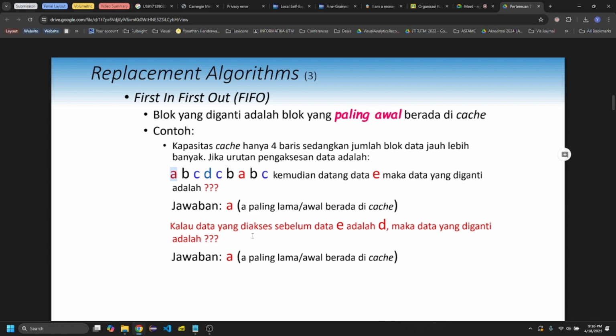Jadi sekalipun urutannya begini, ataupun yang sebelumnya di sini ada di sini, maka kalau menggunakan algoritma FIFO tetap A jawabannya yang di-replace. Karena A yang pertama kali. A yang pertama kali. Dia tidak peduli dia jauh mana dari C. Pokoknya dia paling awal di sini, ya dia yang akan dikeluarkan duluan.